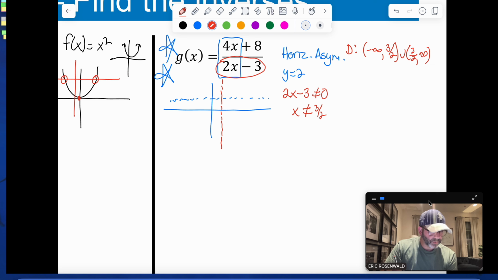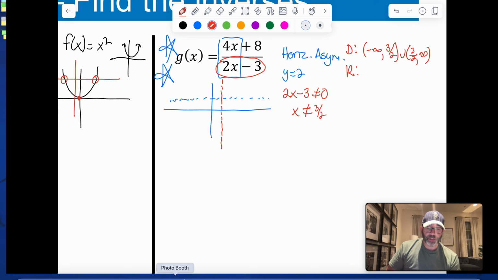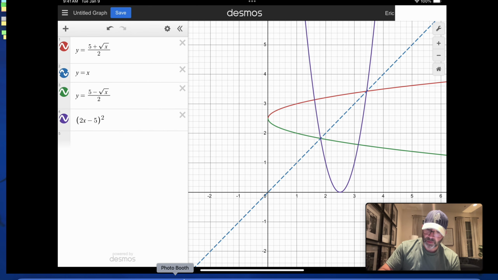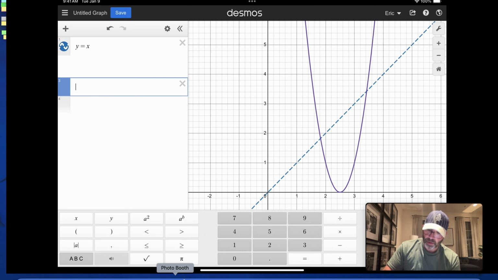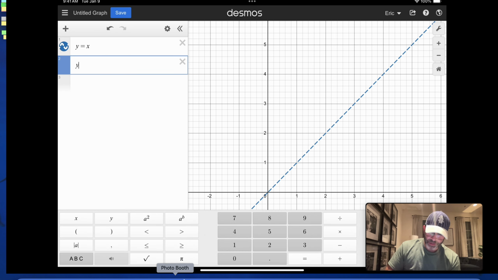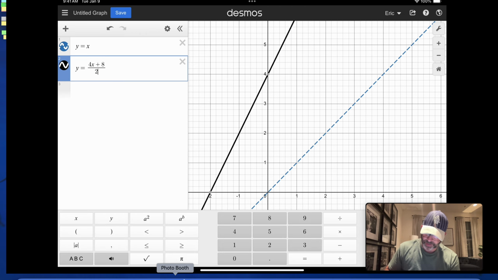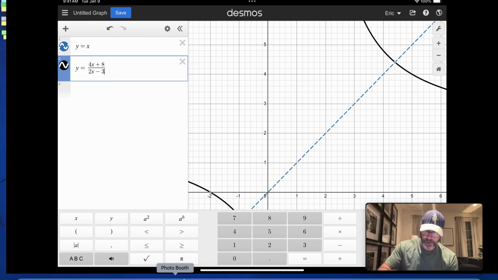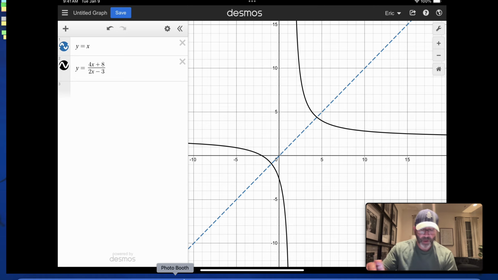The range for this, when we look at it, in this case, we're going to end up having an asymptote. I want you guys to see what this looks like here. So we're going to have y is equal to (4x plus 8) over (2x minus 3). Okay, and this is what our graph looks like here.